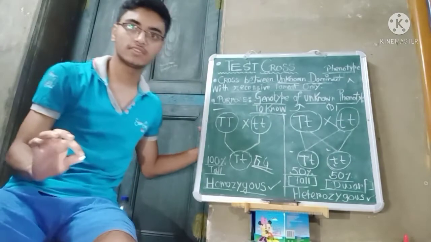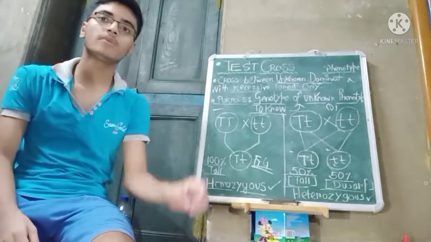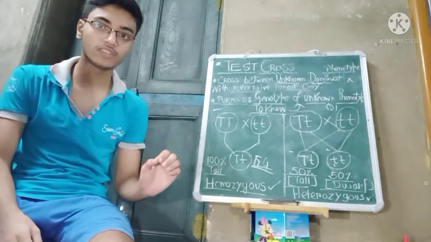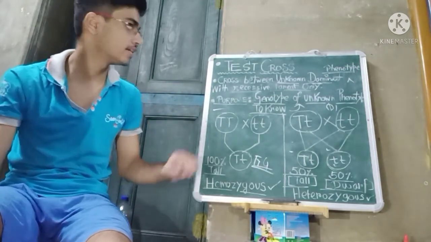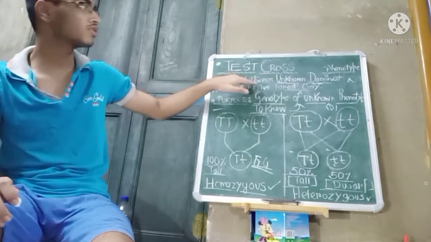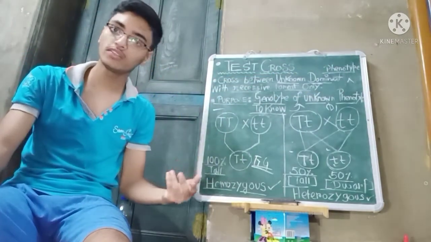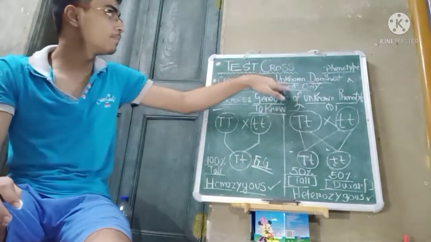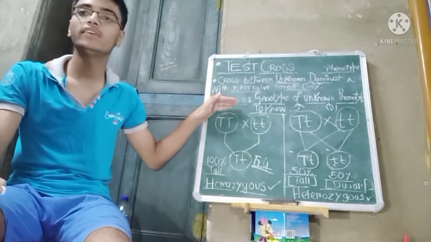Am I clear with this? Let me repeat once again. So what's a test cross? The test cross was done by Gregor Johann Mendel. He proved this with an experiment on the traits of a pea plant. He crossed the unknown dominant phenotype, the thing that's not known to us, with the recessive parent only.